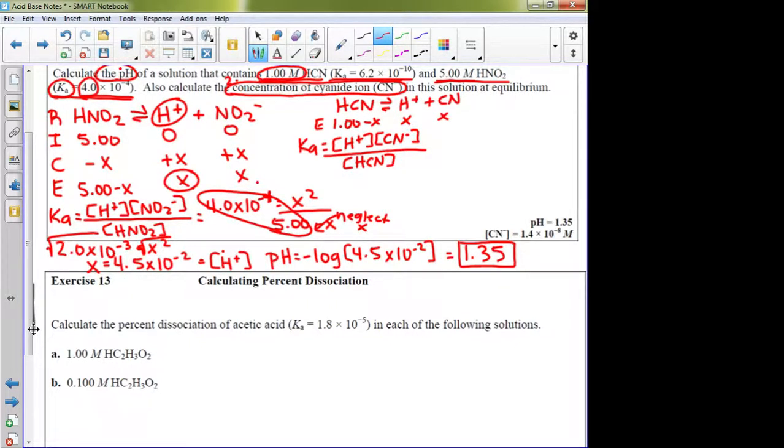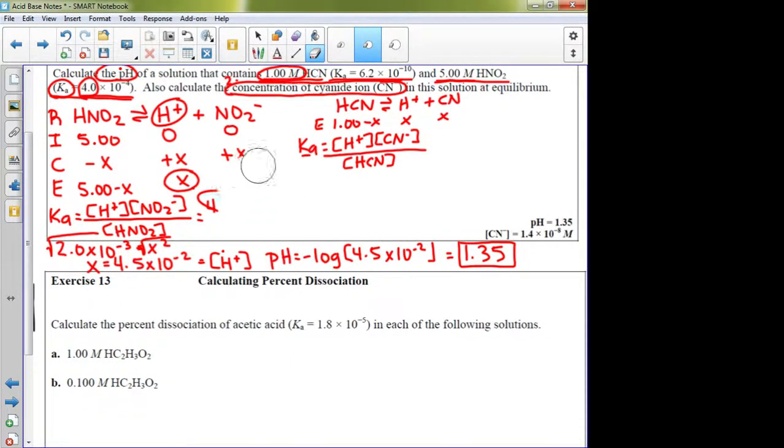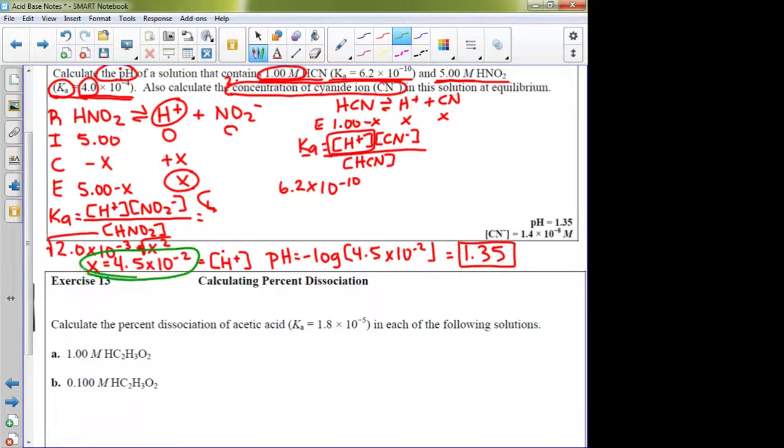Do I have the Ka for this? Yes. I'm going to erase a little bit to give me some room. I have the Ka for this. It's what? 6.2 times 10 to the negative. Do I know my concentration of my hydrogen in this solution? Yes. Did we not just find it down here? Yes. So now instead of plugging in X for my hydrogen, I'm going to go ahead and plug in 4.5 times 10 to the negative 2. Are you following me there?